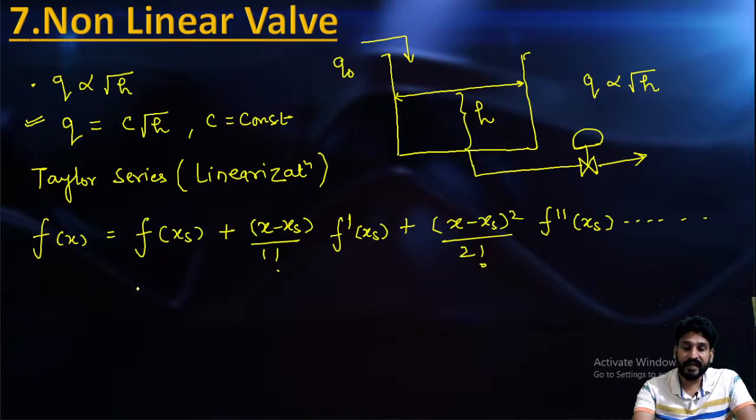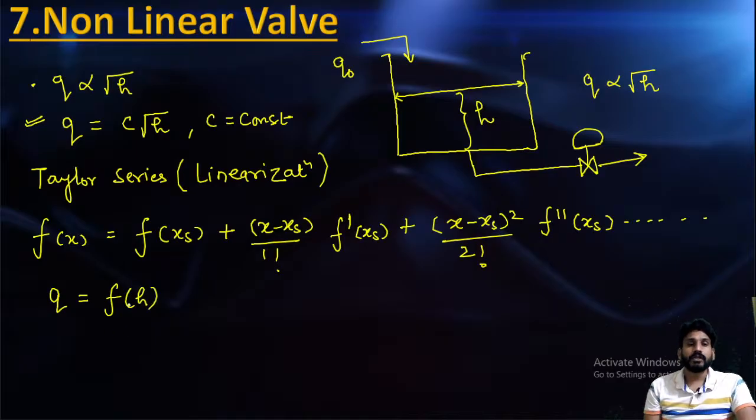Now I have to find the linearization of this. I know that Q is a function of h here. Is it clear to you or not? And what is the Q value? Q is equal to C under root h. So this is the function, and I have to linearize this function.